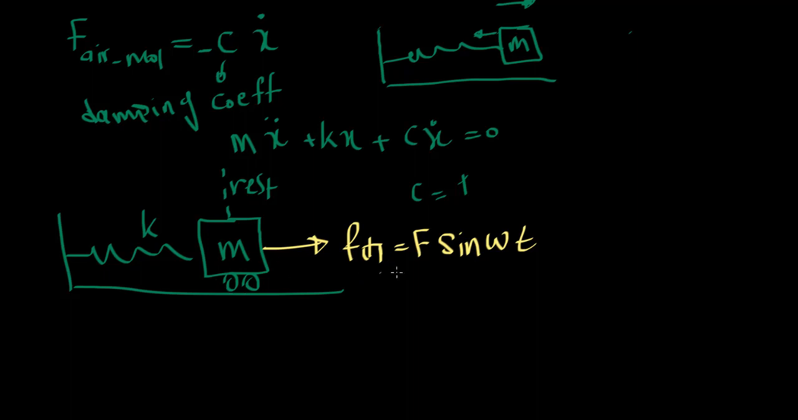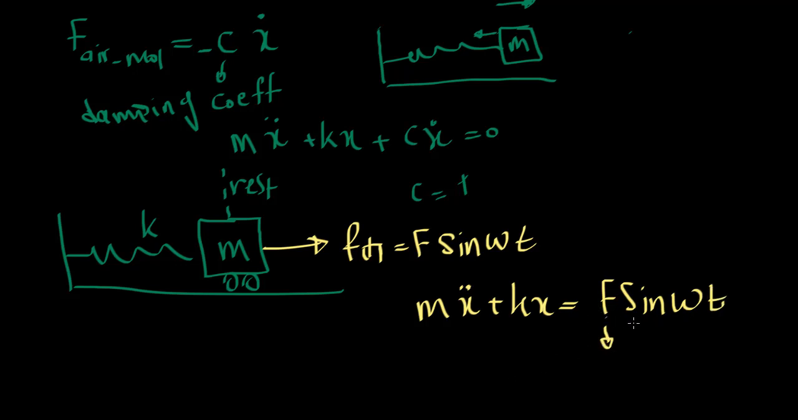This force causes this mass to oscillate, and we can just add this term into the equation. So the equation in the presence of this term would be m x double dot plus k x is equal to F sine omega t. And we can change these two variables that we have, F and omega, to see how the response, the x, would change.